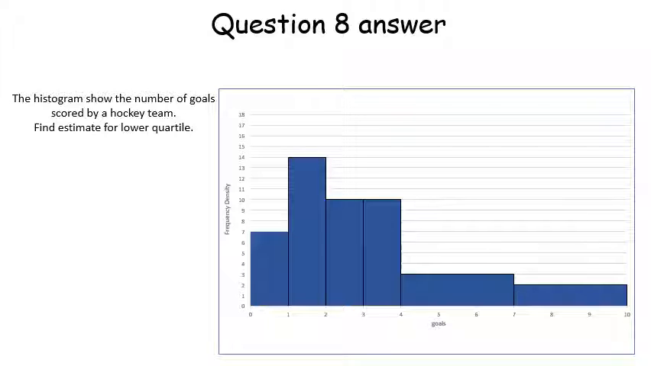The frequencies are 7, 14, 10, 10, 9 and 6. When added together we get 56, and a quarter of 56 is 14. So we need half of the second class added to the first class. Half of the second class brings us to 1.5 goals as the lower quartile.